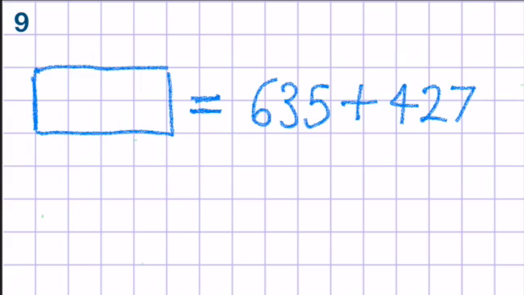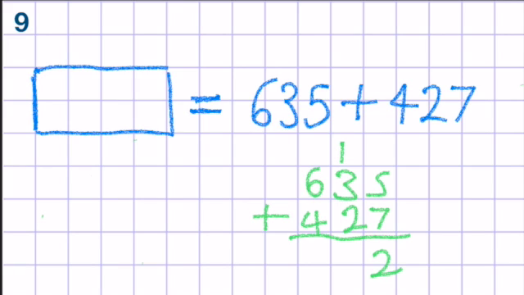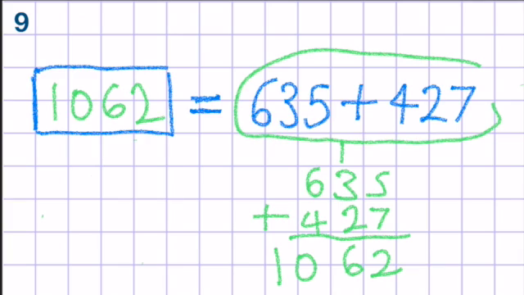Okay, something equals 635 add 427. Press pause while you work that out. Okay, 635 add 427. 5 add 7 is 12. Carry the 1. 3, 4, 5, 6. And then 6 add 4 is 10. So it's 1,062. This is an example of where it's literally a simple addition. It's just the answer comes first, which you can do.